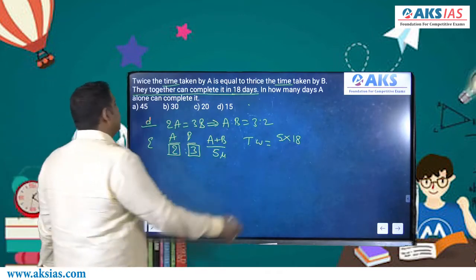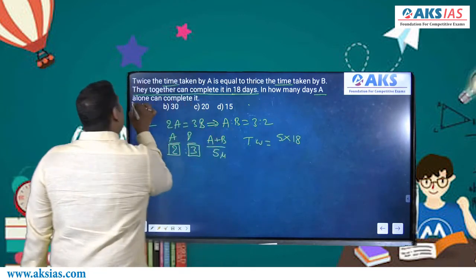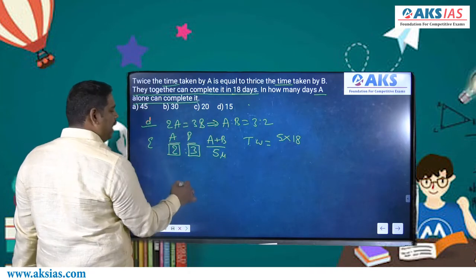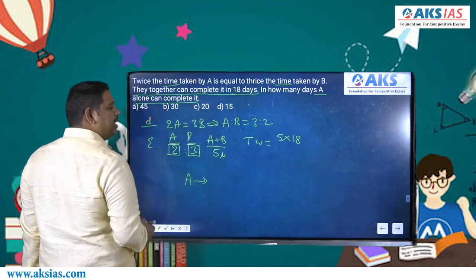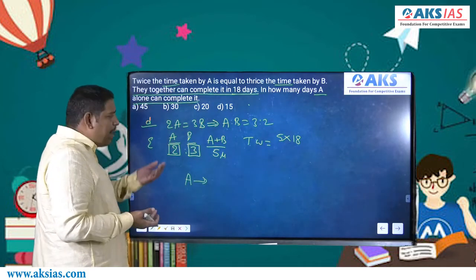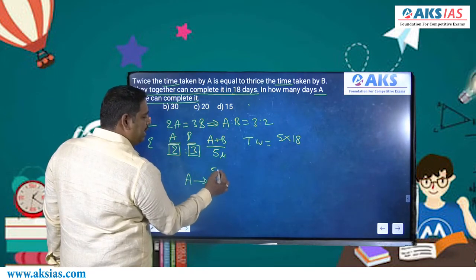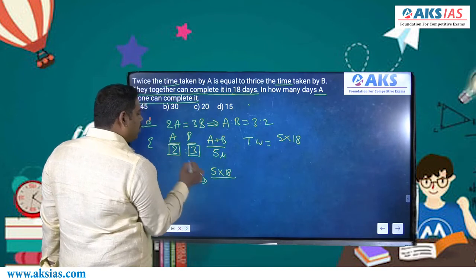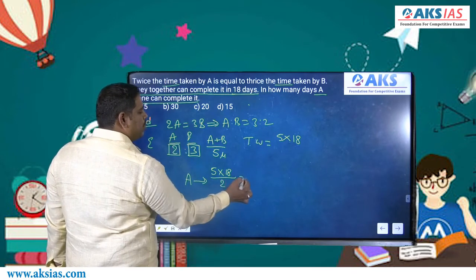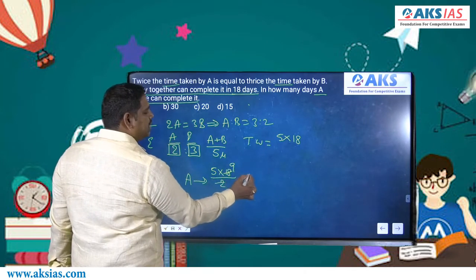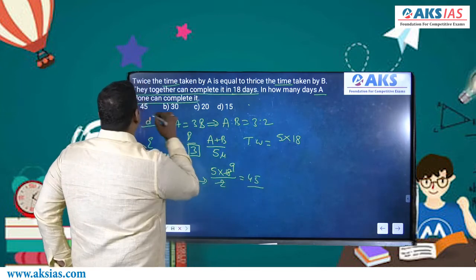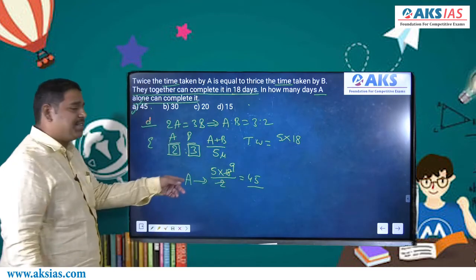Now what he is asking is, in how many days can A alone complete it? A alone means the work you have to complete, divided by the work you will do per day. The work you have to complete is 5 into 18. Per day the work you will complete is 2. So 2 nines are 18, so 9 fives are how much? 45. So 45 days are required. This is for A.